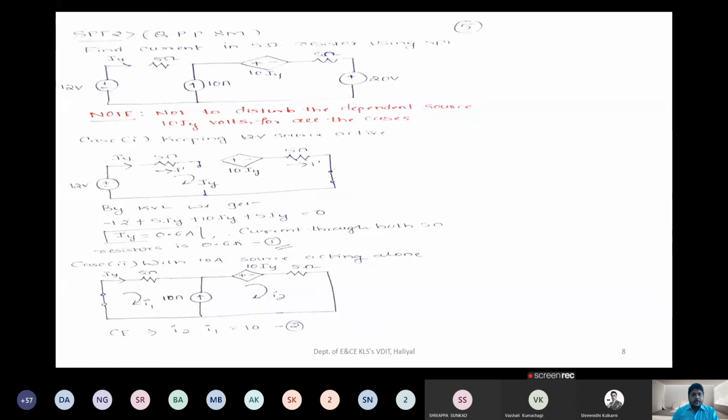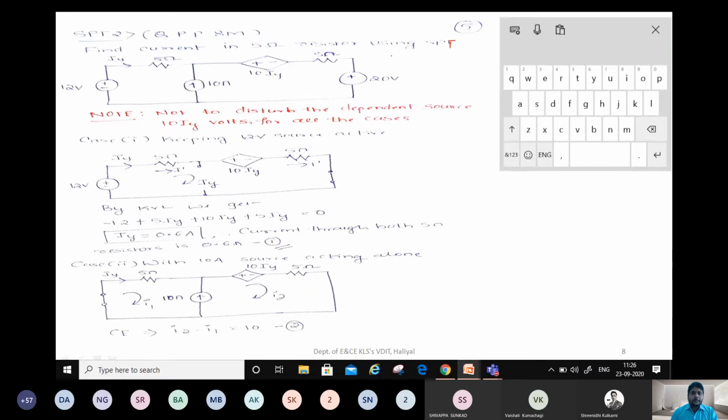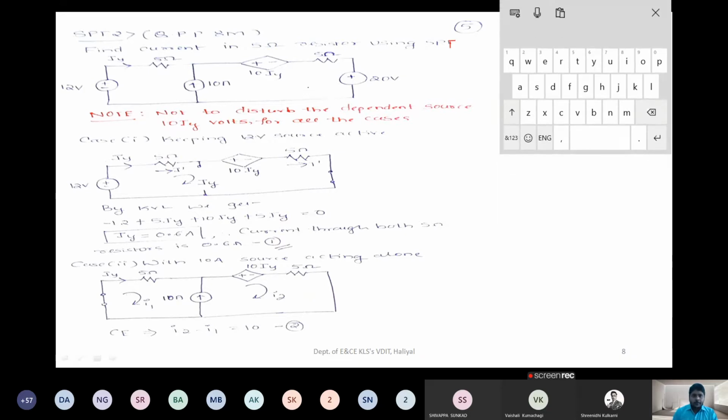Okay, so I hope things are clear. Now look into the second question. What is being asked? Find the current in the 5 ohm resistor using the superposition theorem. We have two 5 ohm resistors here, this 5 ohm as well as this 5 ohm. You have to consider both 5 ohm resistors.